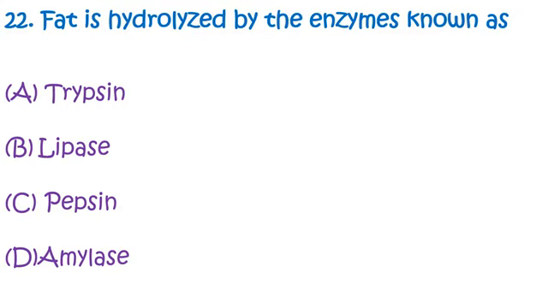Question number 22. Fat is hydrolyzed by the enzyme known as, options are option A trypsin, option B lipase, option C pepsin, option D amylase. And the correct answer is option B lipase. Now lipase is an enzyme which breaks down the fats or the lipids into triglycerides and fatty acids when hydrolyzed. The enzyme trypsin is a protein digesting enzyme which is secreted by the pancreas. It is also present in the small intestine.